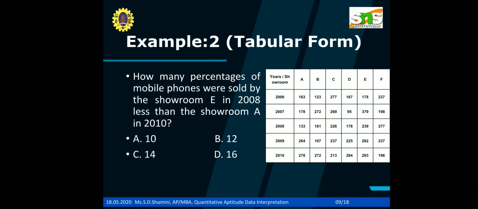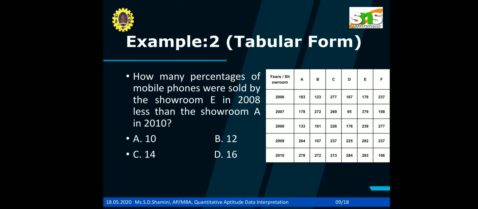That is, இது இப்போ வந்து tabular form. So tabular formல இந்த மாதிரி ஒரு ஷோரூமில் வந்து ஏபிசிடி இஎஃப் 6 ஷோரூம் கொடுத்துருக்காங்க. 6 ஷோரூமில் வந்து லைக் சேல்ஸ், அந்த மாதிரி வந்து இயர்ஸ் ஃபார் த 5 consecutive years வந்து they have given, and the question is what percentage fewer mobile phones were sold by showroom E in 2008 than showroom A in 2010.